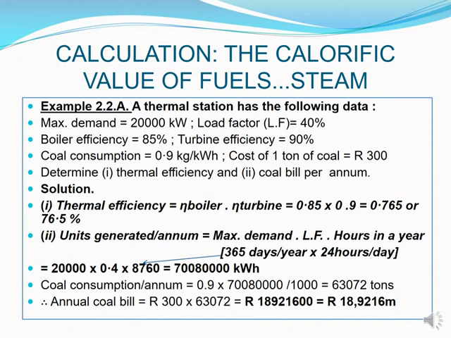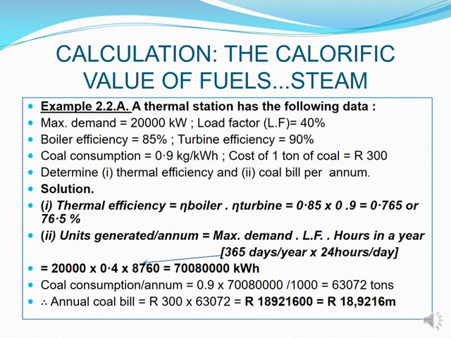The second example that they have is where they have a thermal station that has the following data. Here you've got a maximum demand of 20,000 kilowatts. You have a load factor, which is 40%. Then you've got a boiler efficiency of 85% and a turbine efficiency of 90%. The coal consumption would be 0.9 kg per kilowatt hour, and the cost of 1 ton of coal is equal to 300 rand. So they want you to determine the following. The first one, they want the thermal efficiency of this power station. And secondly, they want to know what would be the coal bill per annum in this station.